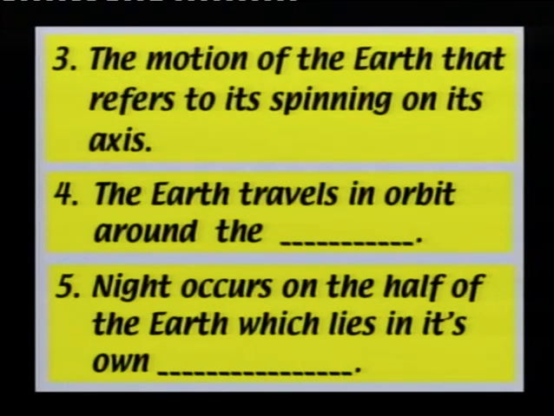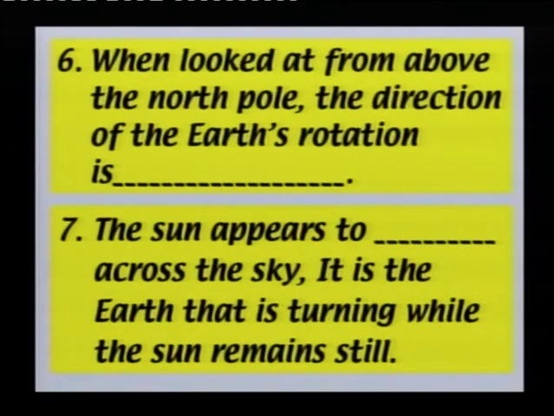Okay, that's the 3 minutes up. We'll move on to questions 6 and 7. Question 6. When looked at from above the North Pole, the direction of the Earth's rotation is blank, the appropriate word that should go there. And question 7, the sun appears to blank across the sky. It is the Earth that is turning while the sun remains still. So the 2 words that should go in those 2 spaces for question 6 and 7.